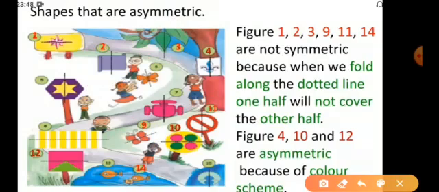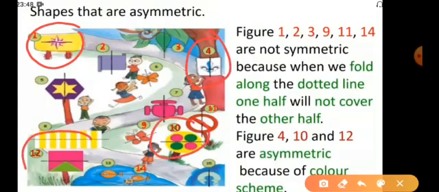Now figure 1, 4, 10 and 12 are asymmetric because of color scheme, because their colors are different in two parts.